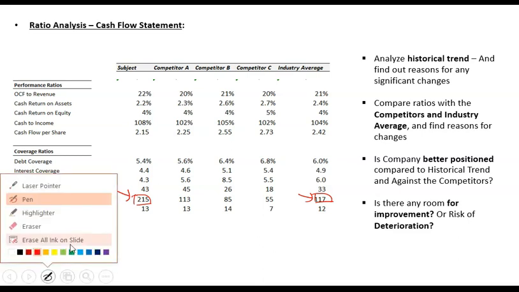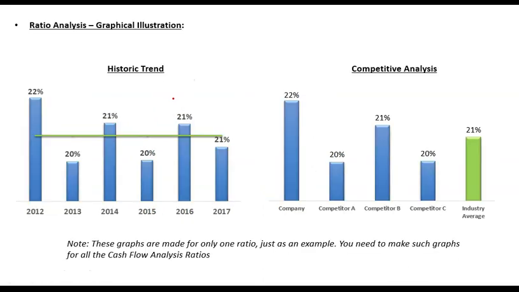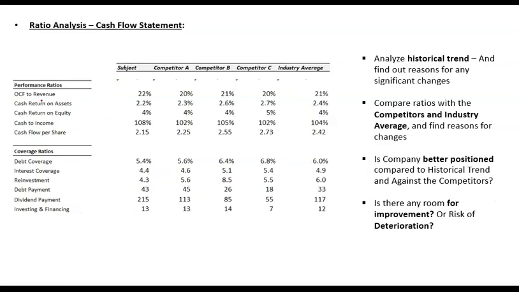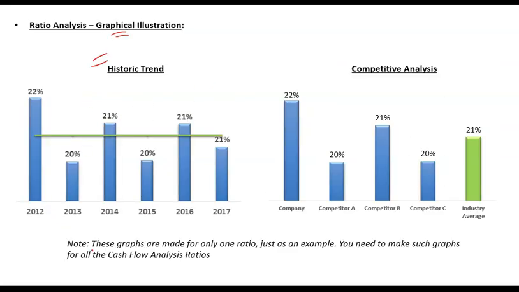So again, historic analysis, comparative analysis, and then graphical illustrations of ratio analysis. I have only made graphs for one ratio, I think the first one, OCF to revenue. That is for historic trend and for comparative analysis. You will need to do it for all the ratios. For all the ratios, you will need to make historic trend graphs and comparative analysis graphs to be able to look at the overall trend, what is happening around.